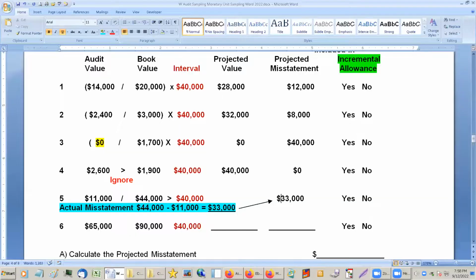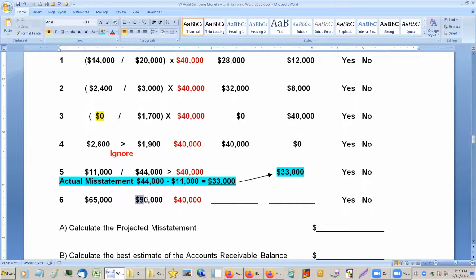And because of that, the projection would be decreasing it from a book value of 44,000 down to a book value of interval of 40,000. And so it reduces it by whatever the ratio is. 10%, right? Yeah, 10%. This is 10% higher than this, so it would reduce the projected misstatement by 10%. So again, this is the wacky one, if it is more than the interval.